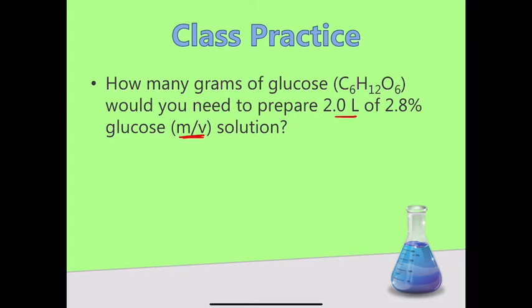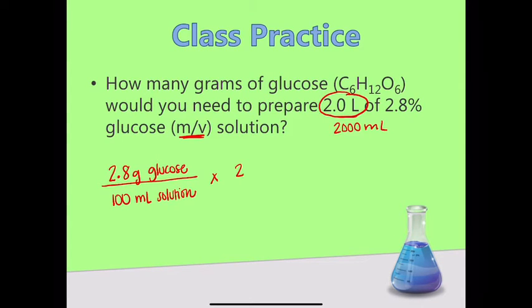So remember, 2.8% glucose means 2.8 grams of glucose per 100 milliliters of solution. So we need to make 2 liters of solution. Well, if you remember that 1,000 milliliters are in a liter, then that means there's 2,000 milliliters here, okay?